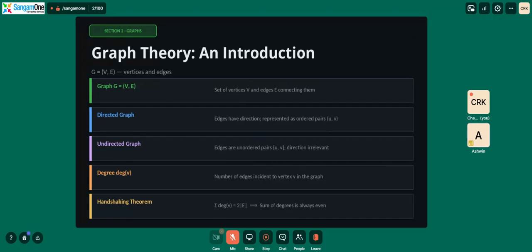A directed graph is where edges have direction; an edge is represented as an ordered pair (u, v). An undirected graph is where edges are unordered pairs {u, v}, direction irrelevant. The degree of a vertex v is the number of edges incident to v in the graph. The handshaking theorem says the summation of degrees equals 2|E|. The sum of degrees is always even.